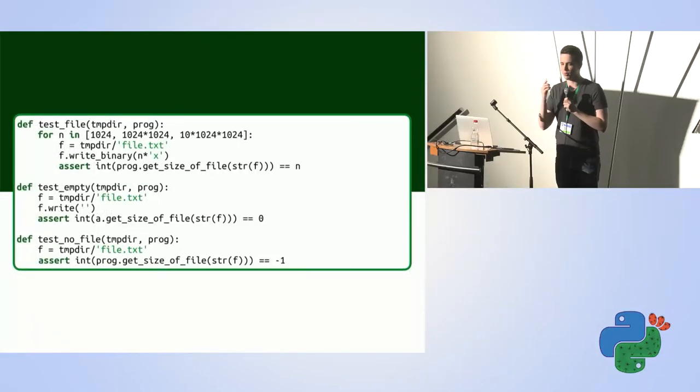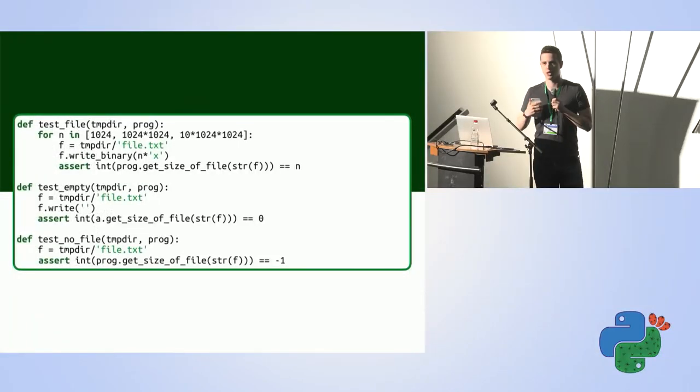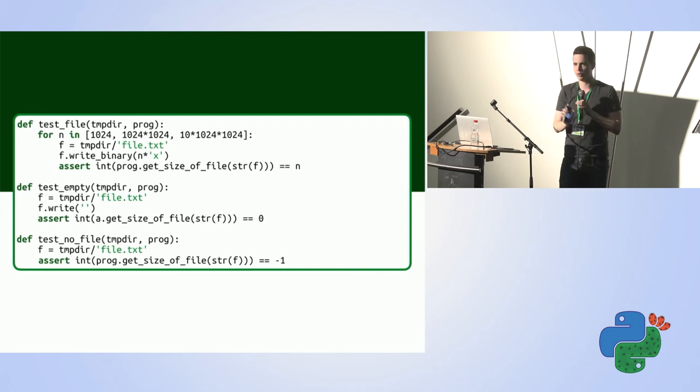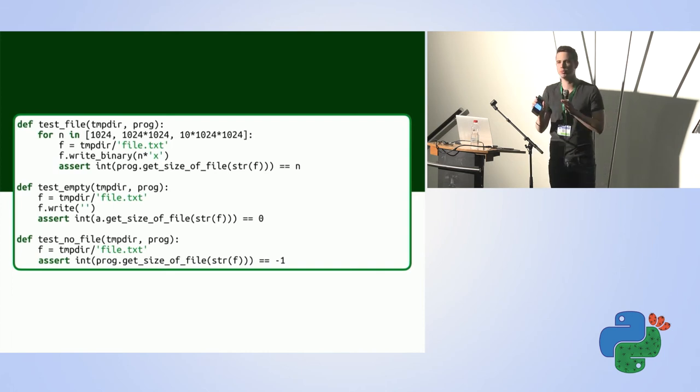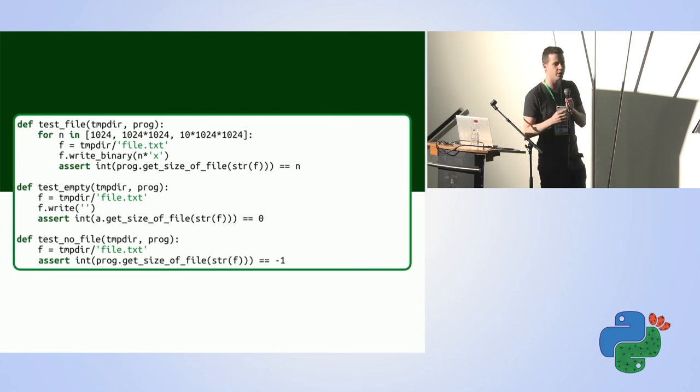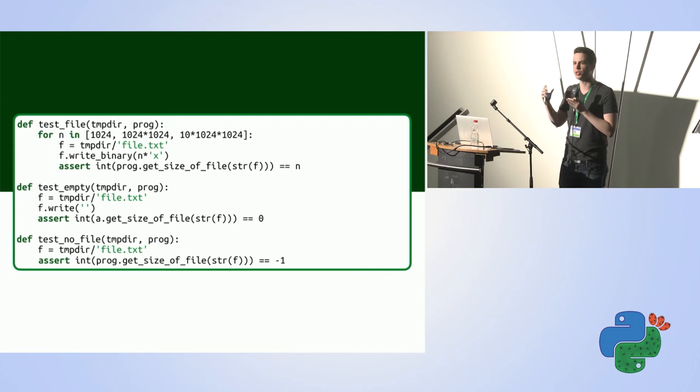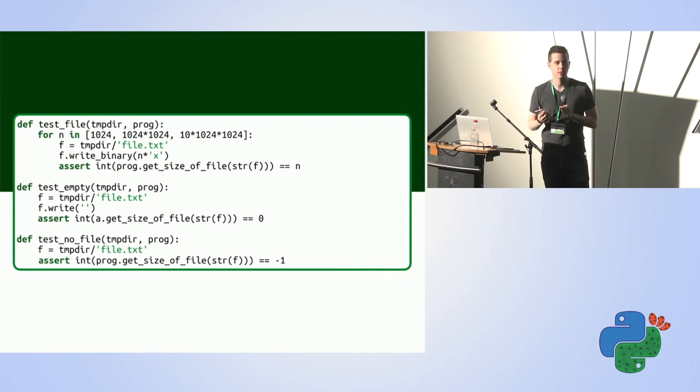I want to get a temporary directory, which is something PyTest provides out of the box, and this magical prog object, okay? At this point, it's entirely imaginary, but it's an object that encapsulates my program. And then I would create these temporary files and write data to them and assert that the return value is the expected result, and then I do the same on an empty file, and then I do the same on a non-existent file, and everything is nice and easy. Except how do I get this magical prog object, right, that encapsulates my program?